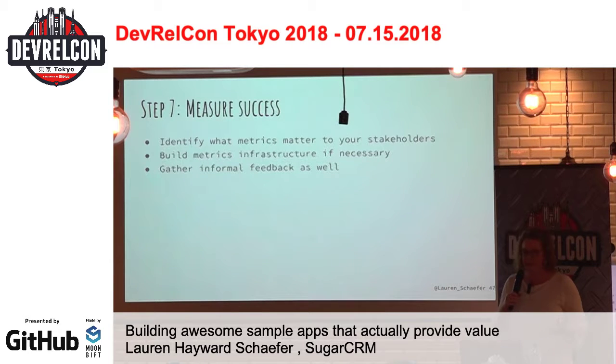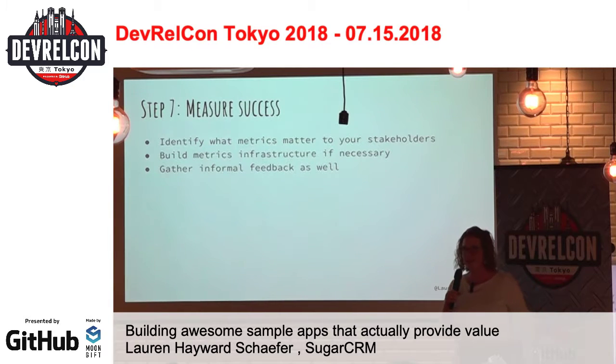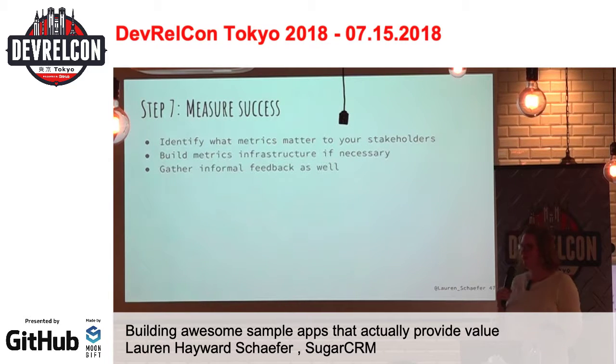And finally, measure success. So identify what metrics matter to your stakeholders. If your stakeholders don't care, if they're going to let you continue on with the project no matter what your metrics look like, don't spend a lot of time stressing about it, right? But if your project's not going to continue, figure out what those important metrics are. You might need to build metrics infrastructure if necessary.